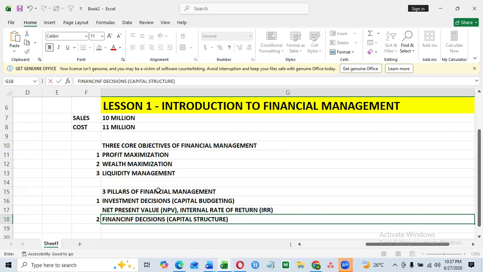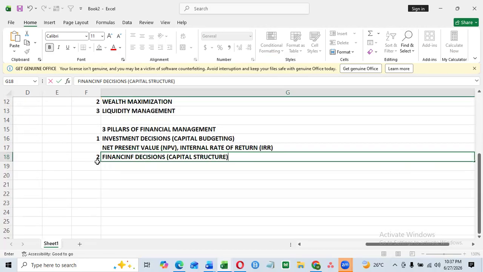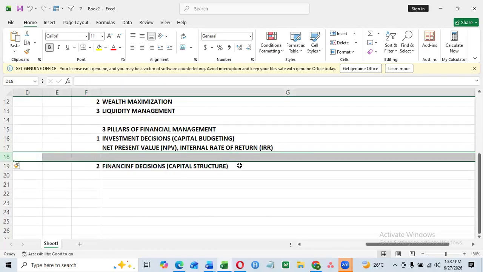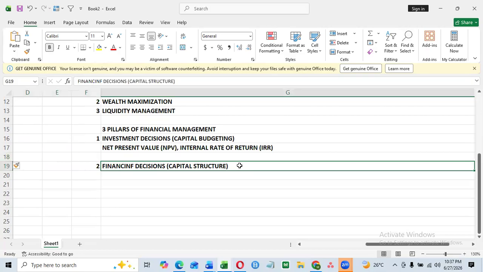Now, this second pillar is all about how a business should fund its activities. That's what capital structure is about. Should the business borrow from a bank? Should the business issue shares? Should the business use retained earnings? So capital structure, the financing decision, is about finding the right mix of debt and equity.